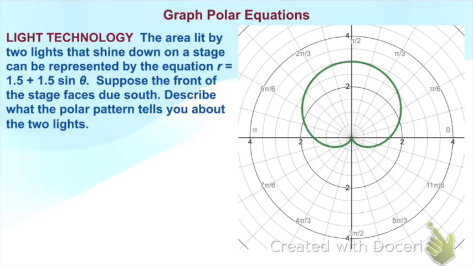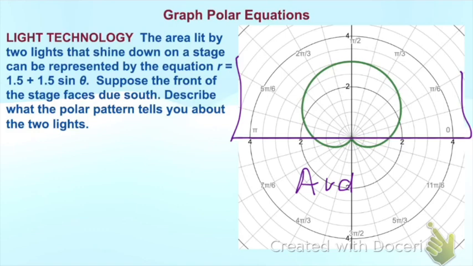So it says here, the area lit by 2 lights that shine down on a stage can be represented by the equation r equals 1.5 plus 1.5 sine theta. Suppose the front of the stage faces due south. So this is the audience over here. My stage is above here. Describe what the polar pattern is going to tell us about the 2 lights.